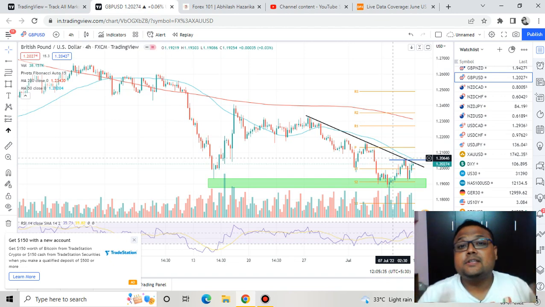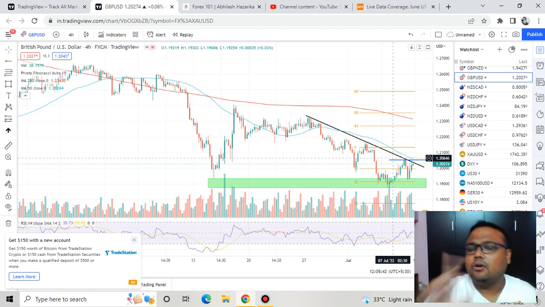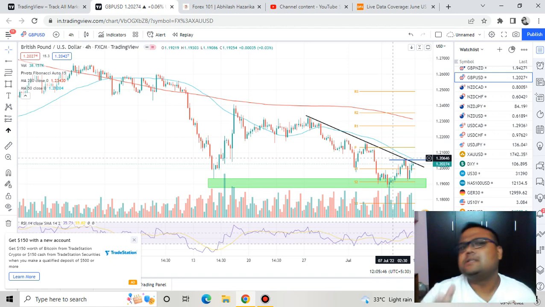And this is the main reason why retail traders lose money, because we fail to follow the simple rule of the market, that is, follow the trend. So if you're also making the same mistake, please do not make the mistake again and again.